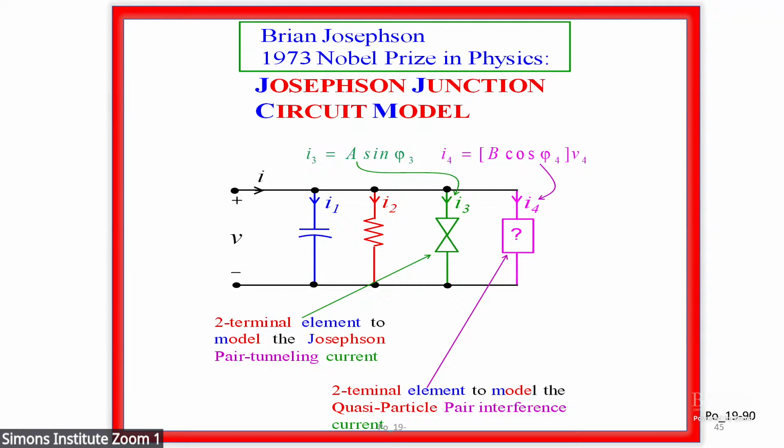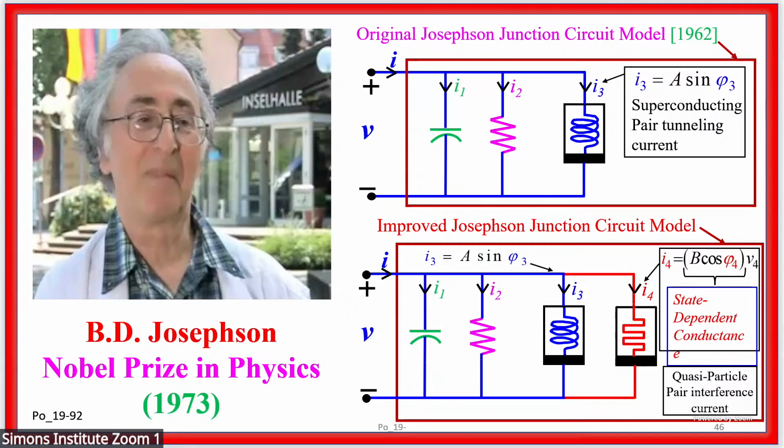So the correct, complete Josephson junction model consists of these four elements, including the inductor and the memristor. So there's a second example where the memristor plays a major role, because that's what it is.